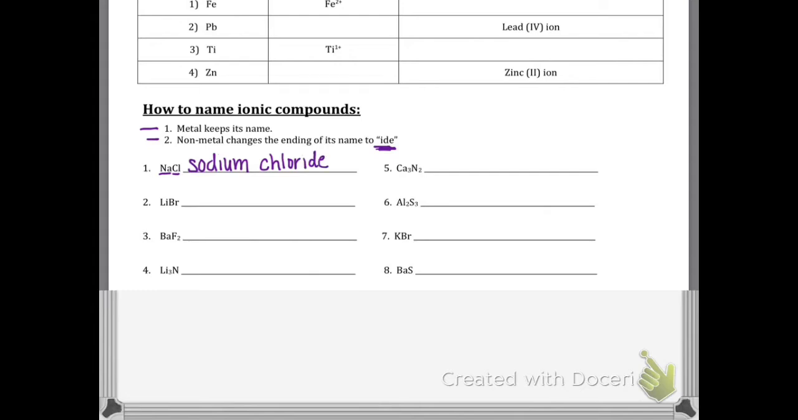Now, we've got to change chlorine to an -ide ending, so we're going to change it to chloride. Very good. So once again, Li is lithium, so we're going to write lithium. Br is bromine, but we need to change it to an -ide ending, so it's going to be bromide. Very good. All right, I want you to pause here and try naming the next 6 on your own. Once you press play again, all the answers will appear, and then you can check to see how well you did.